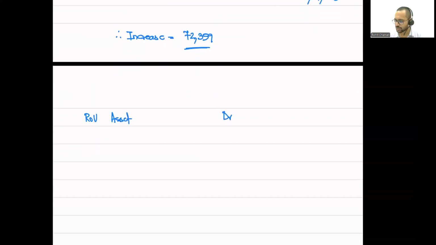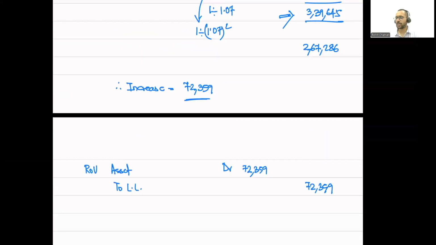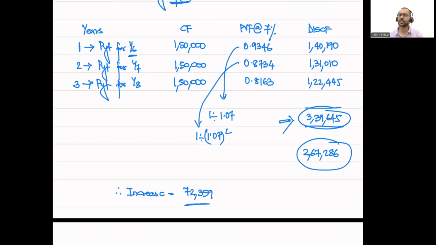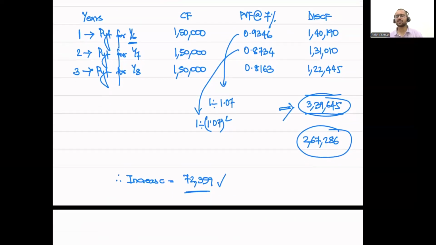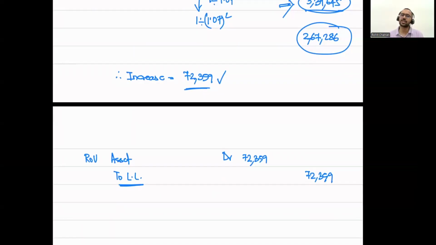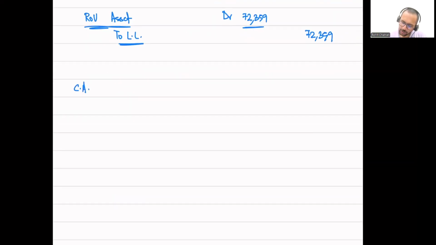All right, so the journal entry will be ROU asset debit of 72,359 and credit lease liability of 72,359. So in my books, I have a lease liability of 267. I have to increase it to 339 because this is the revised lease liability based on my calculation that I've done today. Accordingly, I need to increase lease liability by 72,359. Increasing lease liability means that we are crediting lease liability. Correspondingly, I will debit my ROU asset. I will increase my ROU asset by 72,359.